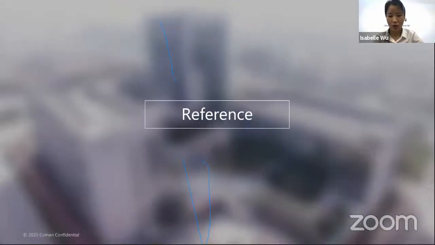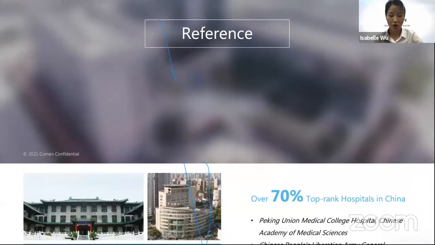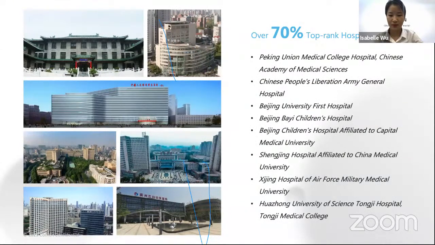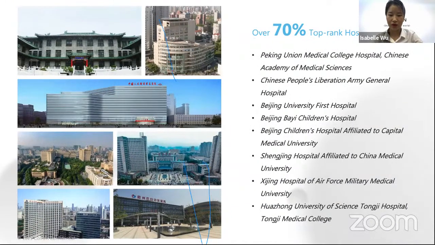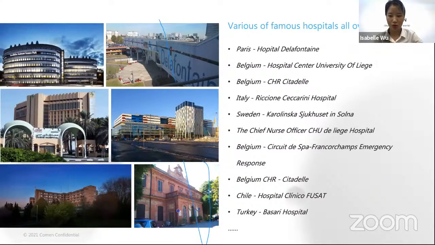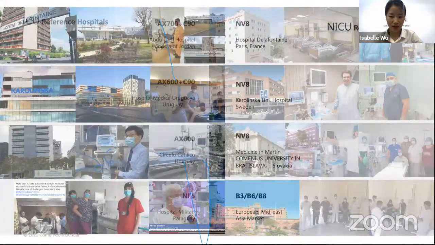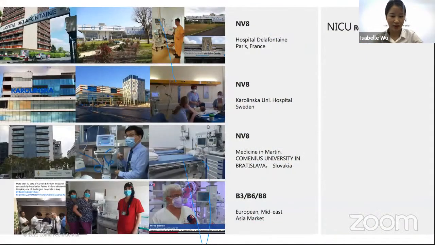In the next part, I would like to show you our reference hospital information all over the world. In China, over 70% of top-ranked hospitals use our product. We also have innumerable international reference hospitals in Paris, in Italy, in Sweden. Our ICU product has been highly recognized. This is our NICU reference hospital in Southeast Asia.